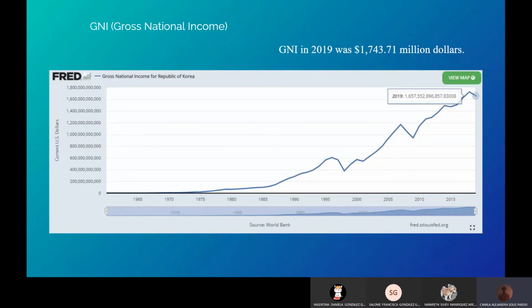The GNI of South Korea in 2019 was 743.71 million dollars, a 3.62% increase from 2018.